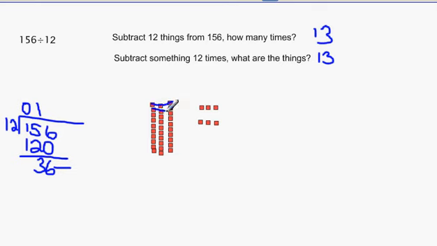So there's 1 group, 2 groups, 3 groups, 4, 5, 6, 7, 8, 9, 10, 11, 12. So there's my 12 groups, and how much was in each group? What are these things? Well, they're groups of 3. So I did 12 groups of 3. 3 times 12 is 36, and I subtract and I get 0. So again, I get my answer of 13.